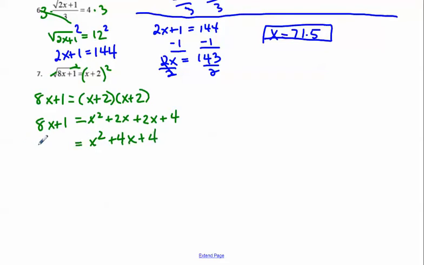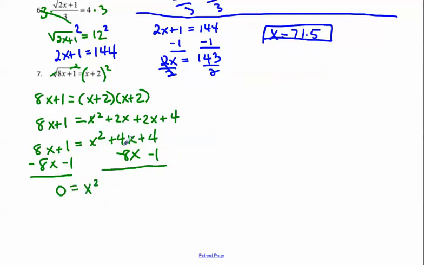Now this equation is quadratic, I can tell because of the x squared here. So what I'm going to do is try to get one side to be 0. So if I subtract 8x, I can move my x's to the right side. And if I subtract 1, I can move my constants to the right side. So now I have one side that equals 0, and the other is x squared, 4 minus 8 is negative 4x, and then plus 3.